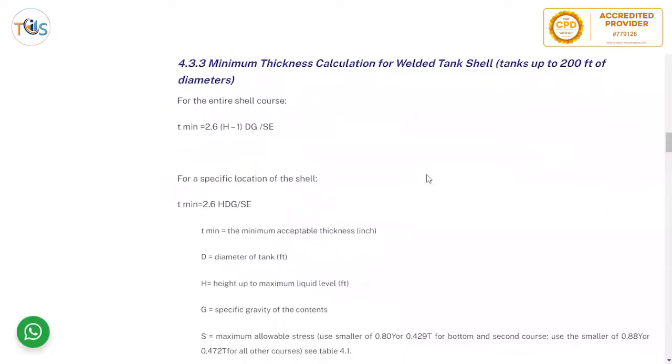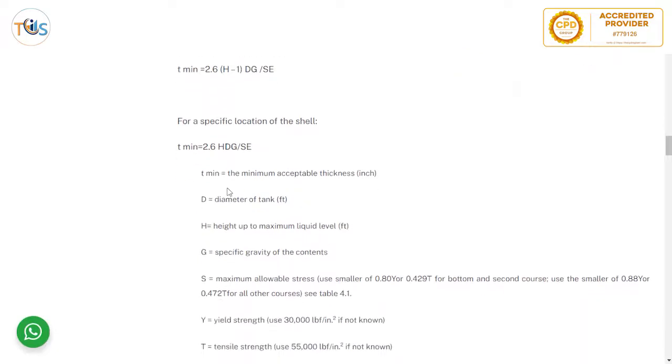Okay. So minimum thickness calculation for welded tank shell up to 200 feet of diameter. This formula is up to 200 feet of diameter, otherwise it's not applicable. T minimum is for the entire shell course. T minimum is 2.6 (H minus 1) D G divided by S E. E is the joint efficiency, S is the allowable stress, G is the specific gravity, for example for water it's 1, D is the diameter, and H is the height of the vessel. For any specific location, there is no minus 1 here, so it's straight away 2.6 H D G divided by S E.